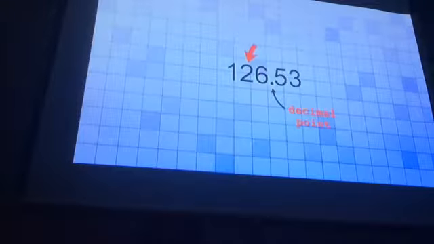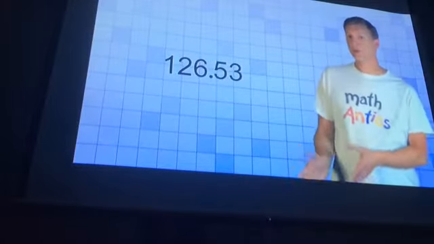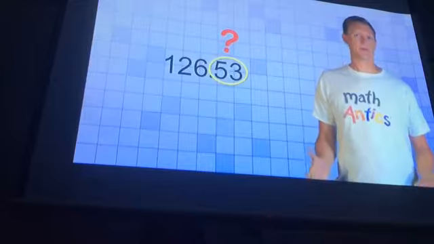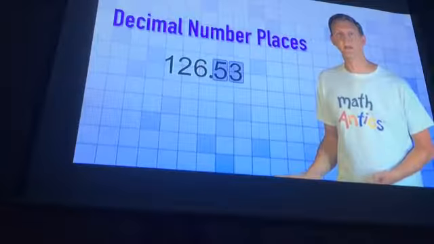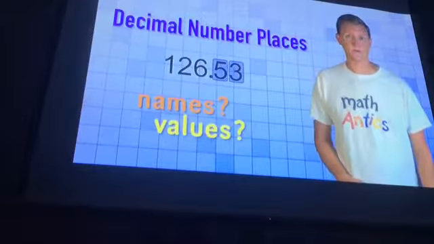That means this 2 is in the tens place, and this 1 is in the hundreds place. Okay, but what about the digits that are to the right of the decimal point? We know that they must be in decimal number places, but what are the names of those decimal number places, and what values do they count?